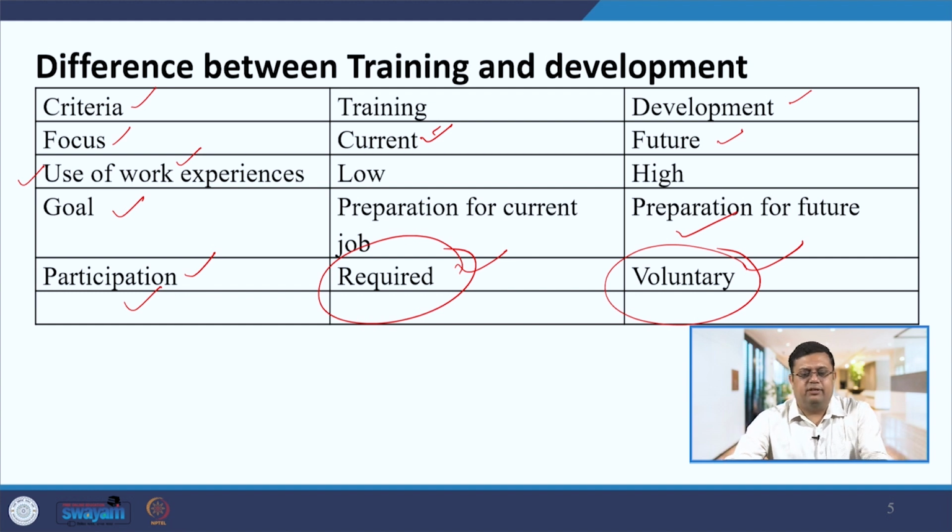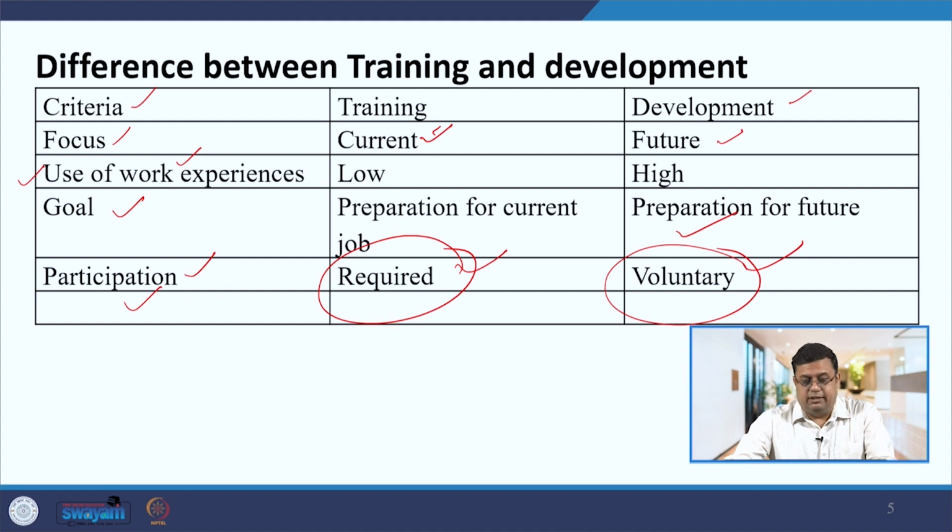So this is the difference that we should understand before understanding the various training and development metrics at the workplace. Related to this, a manager might have various questions related to training and development, and how these questions should be answered at a workplace.